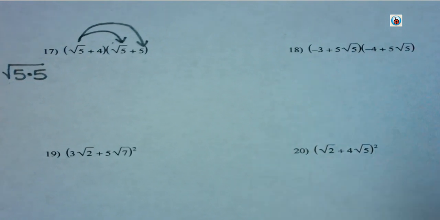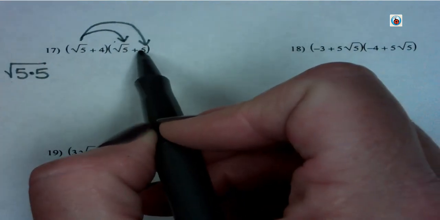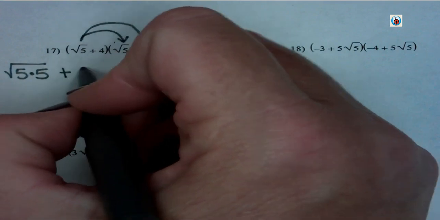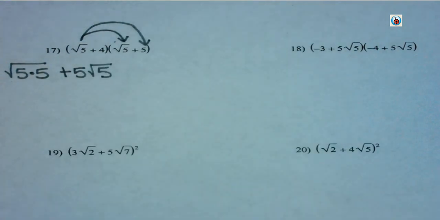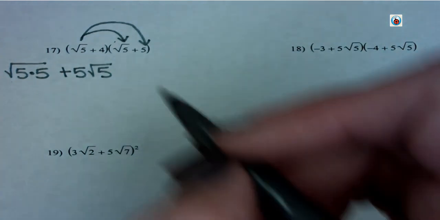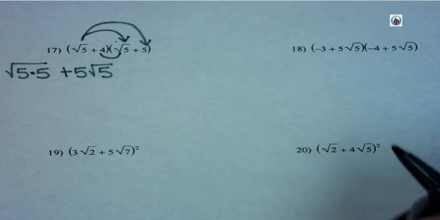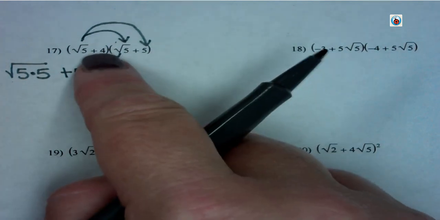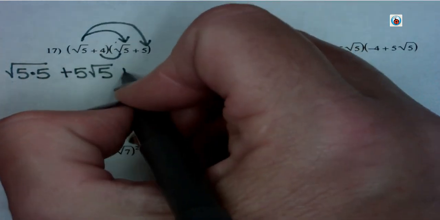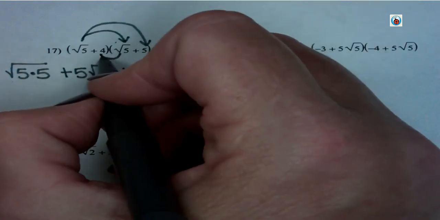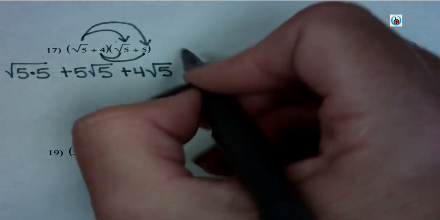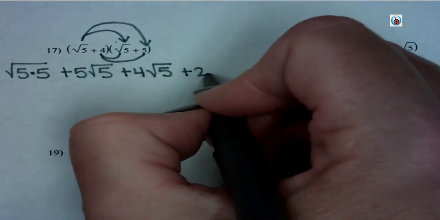So now this 5 is outside of the radical. So then this is going to be plus 5 radical 5. Now we've got to do the same thing. This time we have to distribute the 4. So we're going to do 4 times square root of 5. Remember, this 4 is on the outside and the square root of 5 is on the inside, so this just becomes 4 square root of 5. And then the 4 has got to go with 5. They're both outside. 4 times 5 is 20.